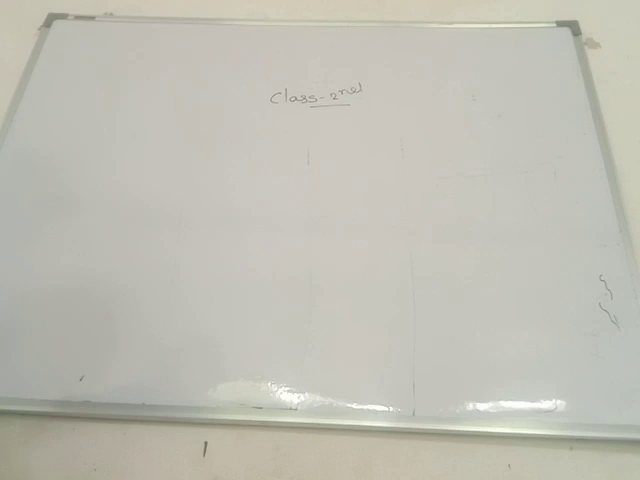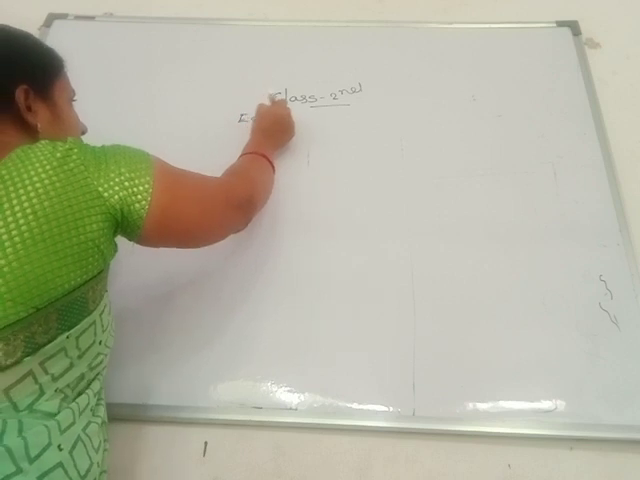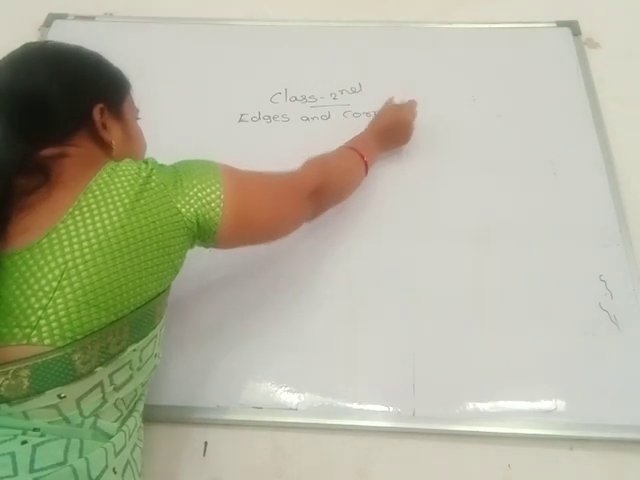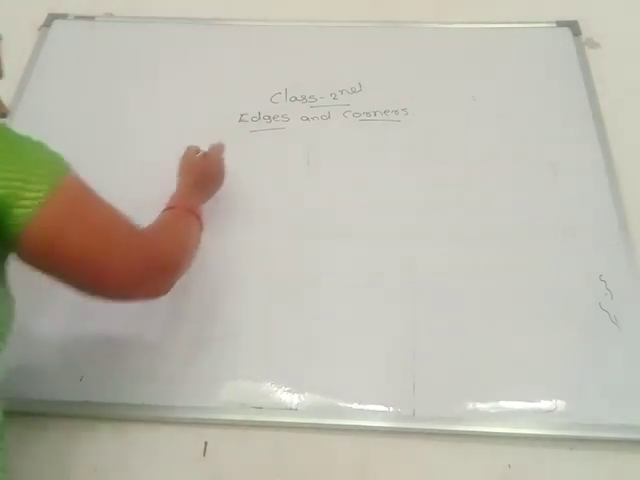Next one, you see in your textbook, page number 3, point, edges and corners. Edges and corners. Edges means these sides. You see the figure in your textbook. The question given is: handle the following object, identify the geometric shapes and answer the following questions. Firstly, you draw this figure.